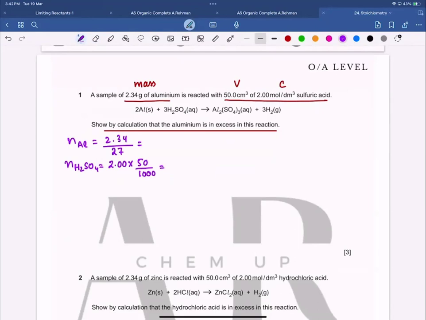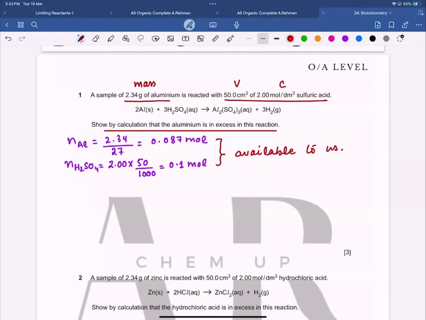0.087 moles. Okay, 0.1 moles. So basically, these are those moles which are available to us. Now we have to see whether these moles are in the perfect ratio or any one of them is in excess. Okay. So these are available to us.